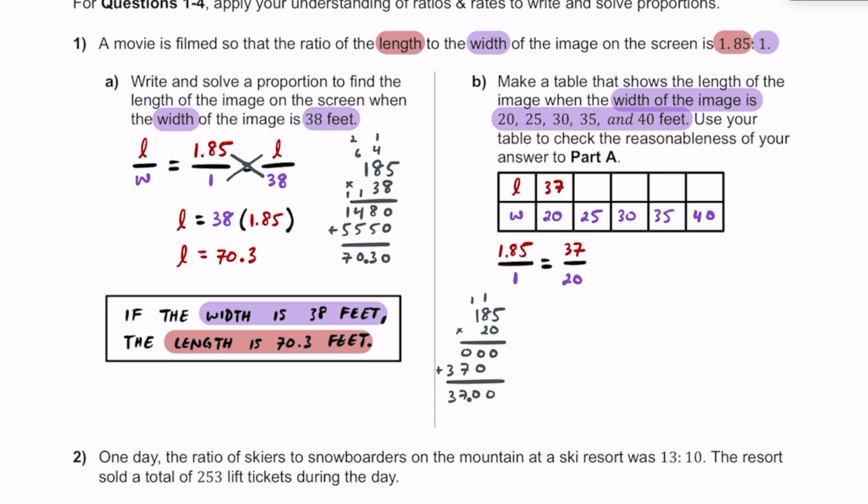Then you could go ahead and do this again when the width here is going to be 25, right? So same idea here. You can use cross products if you'd like to, or you can just kind of say here that 1 times 25 is 25. So you can take this 1.85 and multiply this by 25, and that would work well as well.